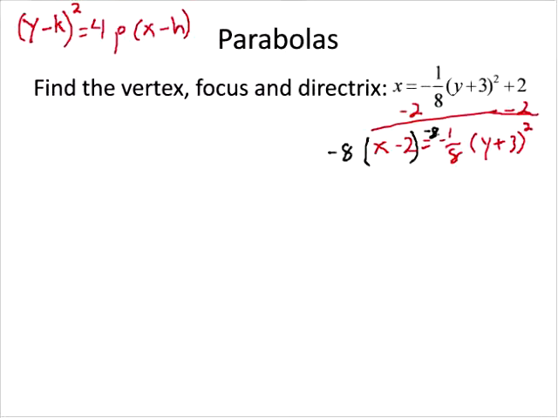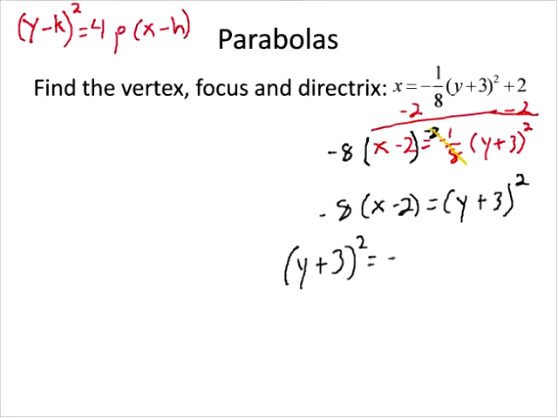When I multiply by -8 on the right-hand side, those 8's will cancel out. So what I'm going to have left is -8 times x minus 2 equals y plus 3 squared. Now let me rewrite that slightly with the y plus 3 squared on the left-hand side, so it looks like our format. y plus 3 squared equals -8 times x minus 2.